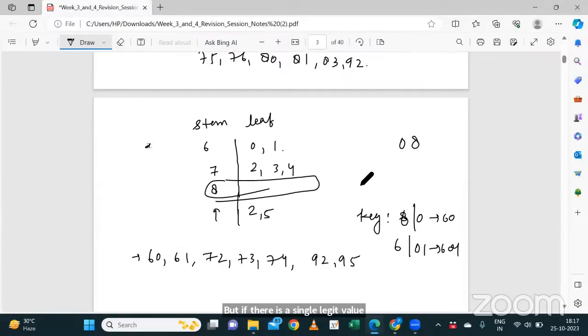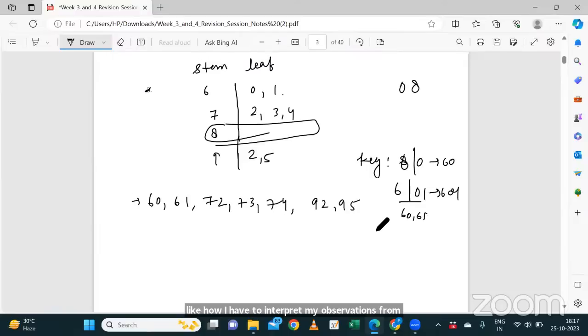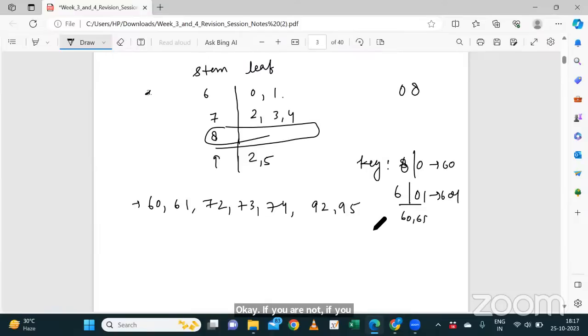But you have to provide the key. Suppose you are giving me a stem and leaf plot, you have to provide the key for how I have to interpret my observations. If you do not provide a key, then I can simply take it as 60, 61, because you haven't said anything. But you should provide the key for how I take the observation. If the key is provided, the key will be the same. If some part of the graph is not following the key, we can just leave it out. Correct. Understood.